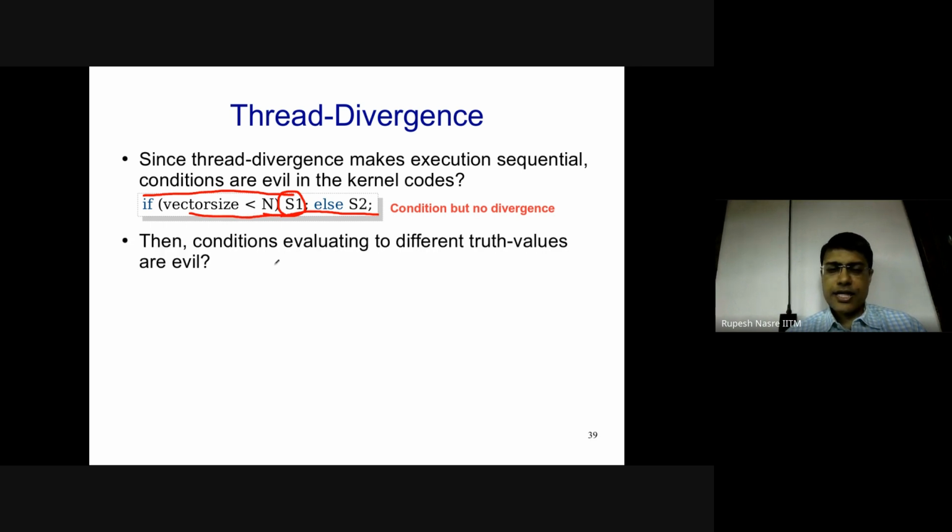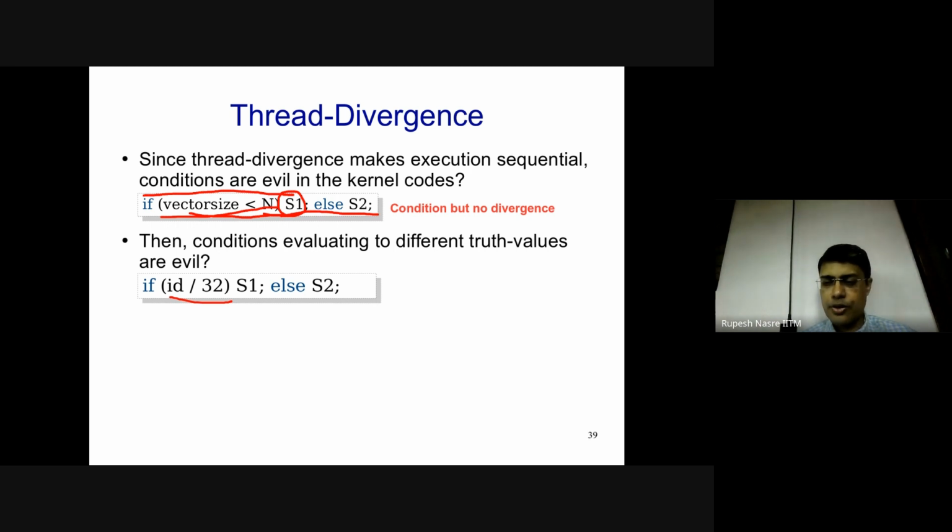But then what we said is maybe the conditions which evaluate to different truth values. So some threads execute with this condition being true, whereas some threads get this condition being false. That might be a problem. That is also not a problem. For example, if I have a code like this, yes, the different threads might execute different paths. For example, thread ID 0 will execute S2, whereas thread ID 32 will execute S1. But there is no thread divergence because 0 and 32 are in two different warps. The thread divergence is applicable only within a warp, not across. And therefore, this also does not lead to thread divergence.